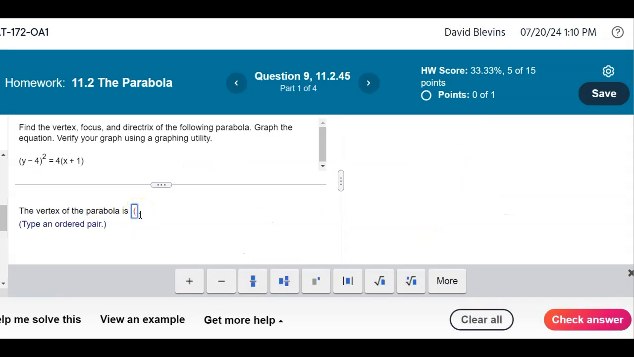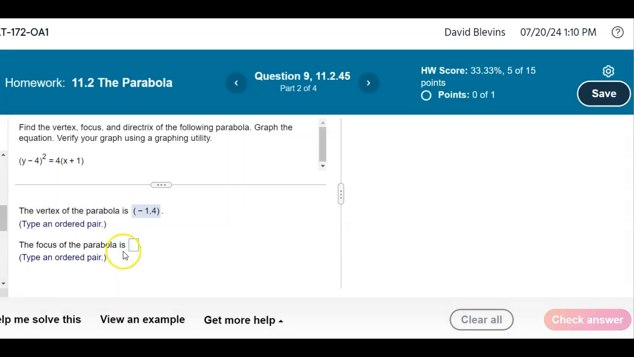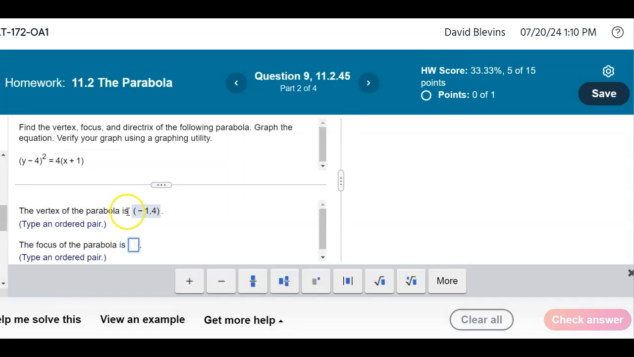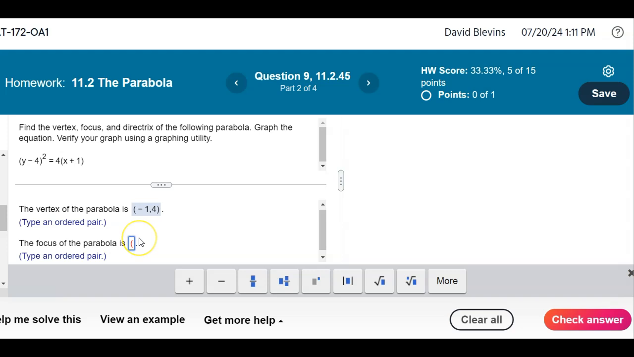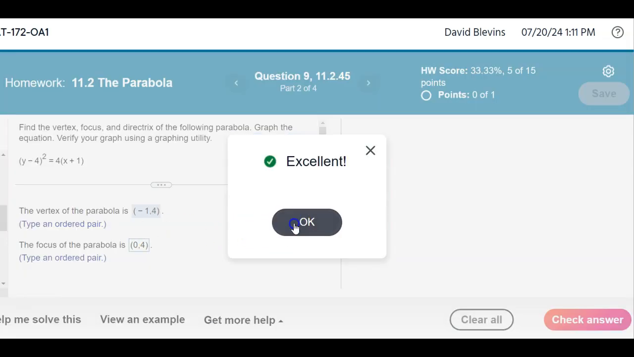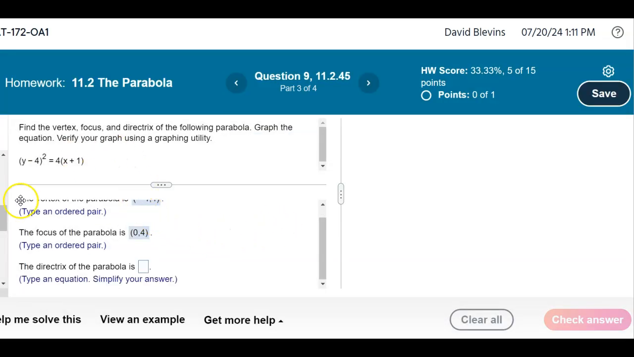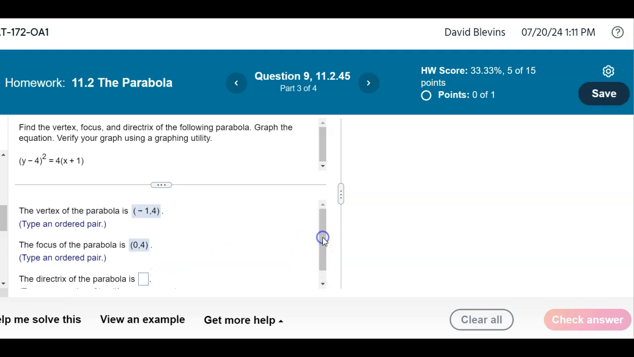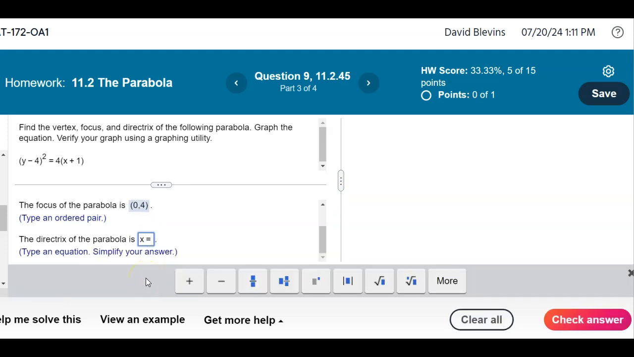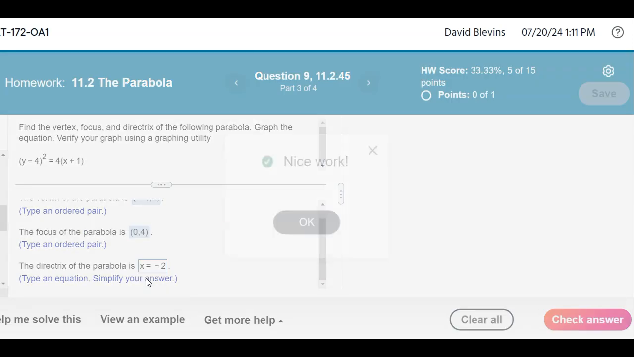All right, I can see the vertex in the equation. So it's the thing that makes the x parentheses 0, comma, the thing that makes the y parentheses 0. So there is my vertex. All right, my focus is 1 unit to the right of that. So that'll be 0, 4. And then my directrix is 1 unit to the left of that. So again, what's changing here is the x-coordinate. So 1 unit to the left of this would be -2. X equals is a vertical line. So x equals -2 is my directrix.